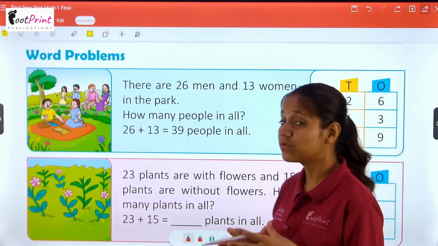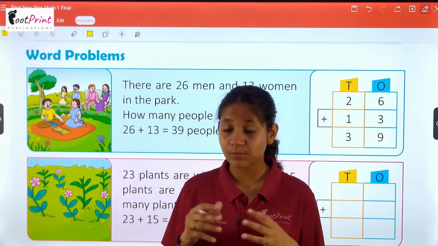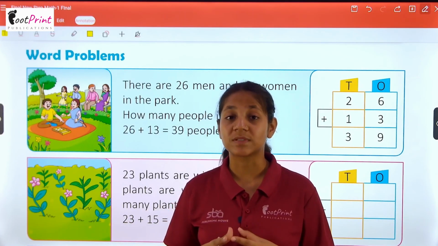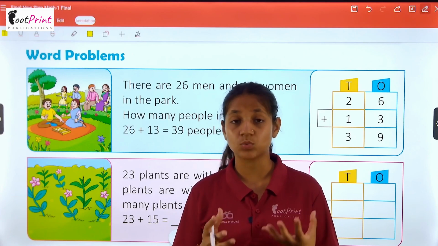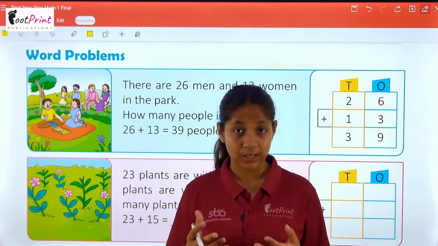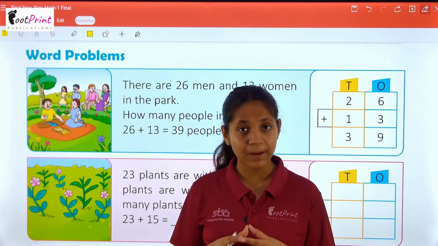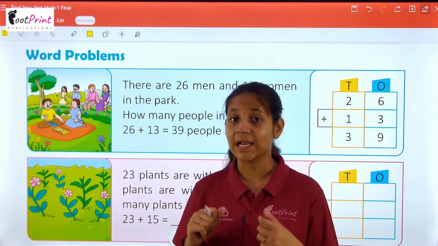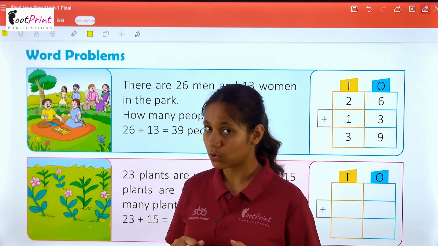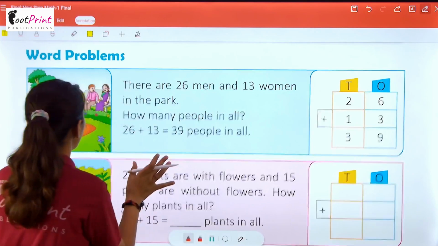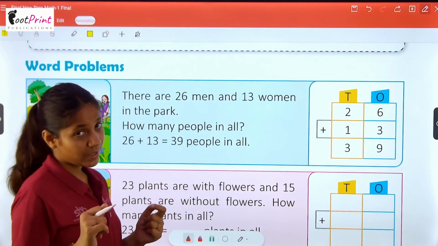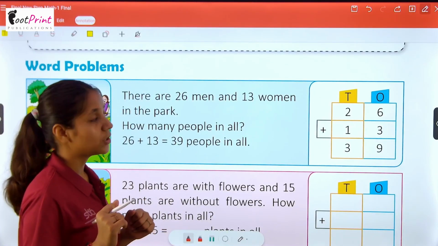Now we have word problems. What word problems are? Word problems are the situations or the cases where we are provided with some values and some words to create a problem, but we have to solve it by taking the digits and calculating the answers. Okay, so for solving the word problems, it is very important that you understand the word problem.